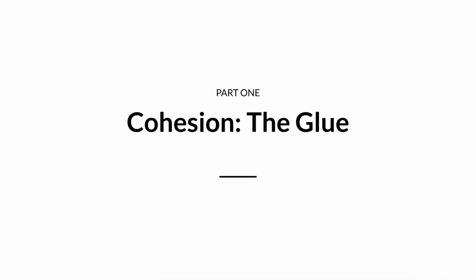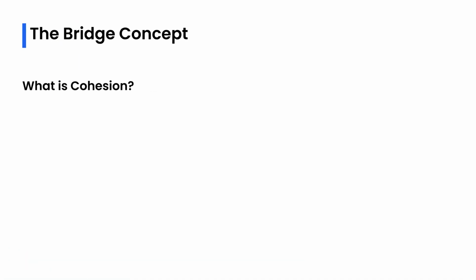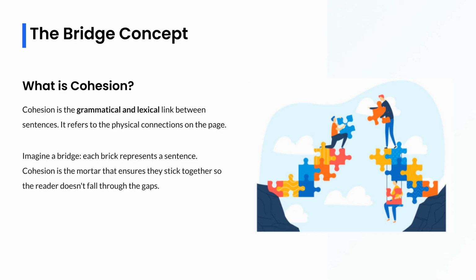Part 1 is dedicated to cohesion, the glue. We'll explore how to build strong connections between your sentences, ensuring they link smoothly at the surface level. Cohesion is the grammatical and lexical link between sentences. Think of it as the mortar holding the bricks, your sentences, together on the page. Key types include reference, substitution and ellipsis, and conjunctions.